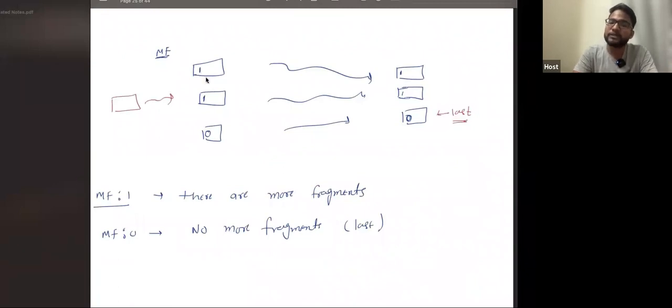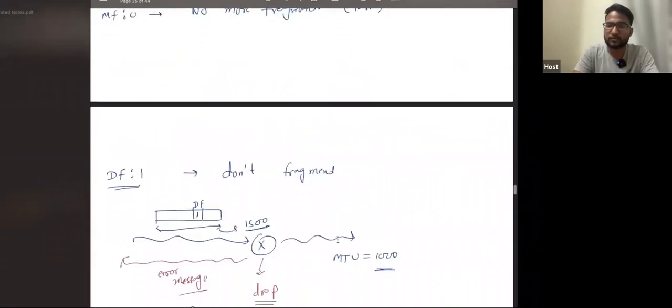If it is 1, then it means yes, there are more fragments following. If it is 0, then there is no more fragment. So basically, only the last fragment has this MF bit as 0. Okay, the MF flag is 0.